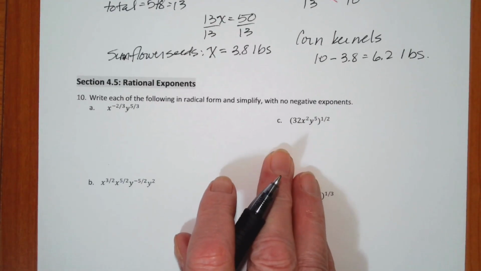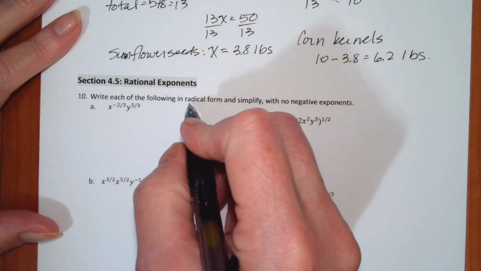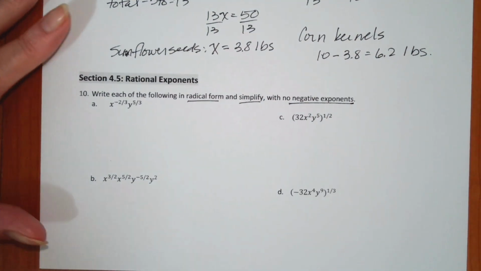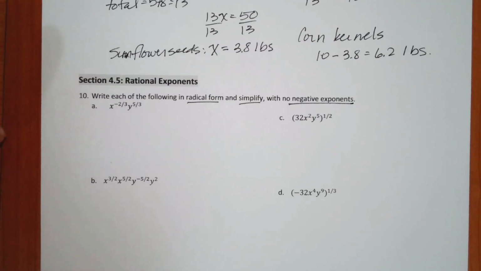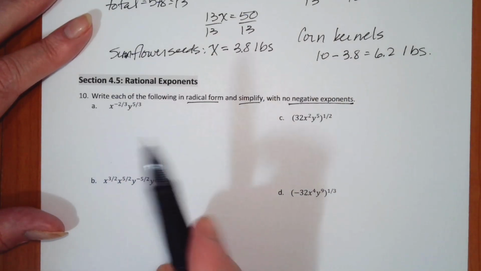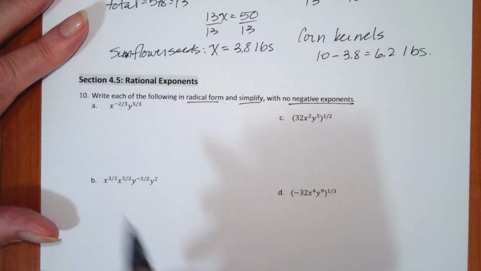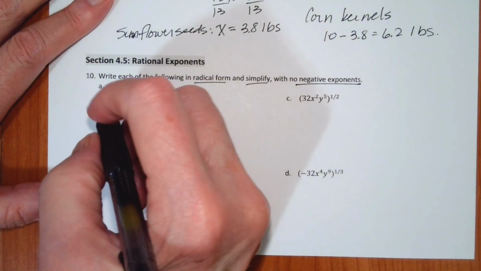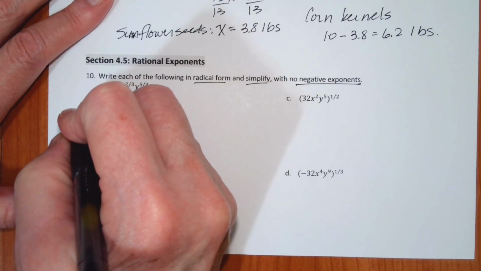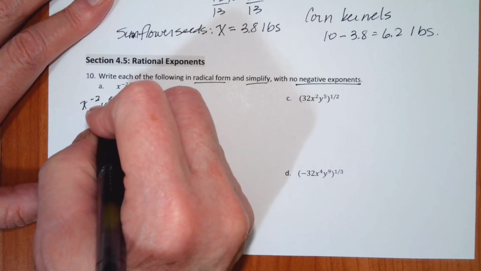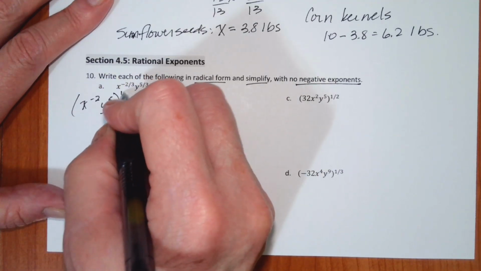Write each of these in radical form, simplify, and no negative exponents. So if I have x to the negative 2/3, y to the 5/3, I'm going to put it in radical form. There are a lot of different ways that you can do this. But this becomes x to the negative 2, y to the 5th, to the 1/3.